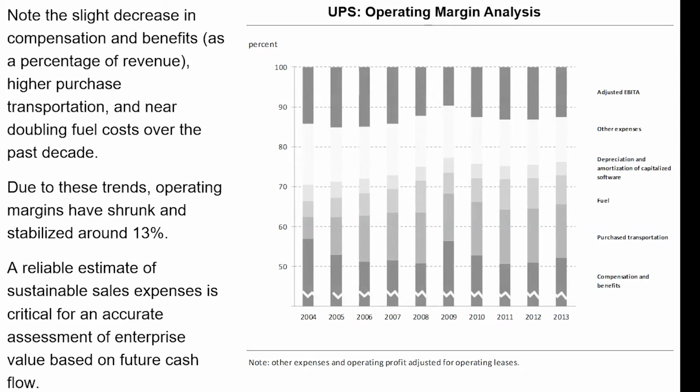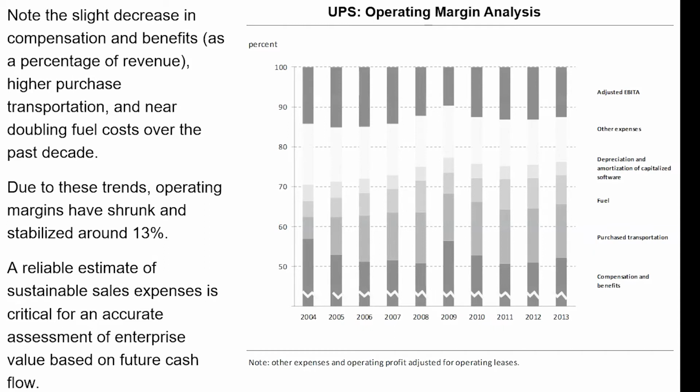So we see a few different things, right? First, we see that adjusted EBITDA is relatively stable over the last 10 years, okay? So that's our adjusted operating profit, more or less. We see our other expenses have probably shrunk a little bit. We see depreciation and amortization has stayed relatively steady. We see a pretty large increase in fuel, right? So fuel costs have gotten higher during that period. We see a large increase in what we call purchased transportation. And then we see at least a relatively steady measure for compensation and benefits.